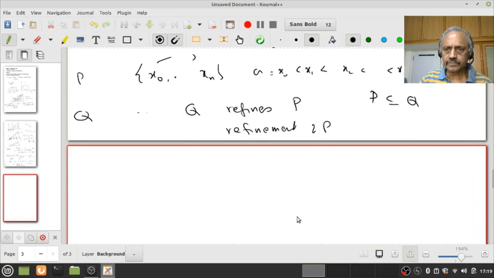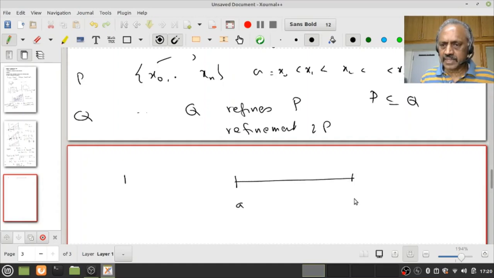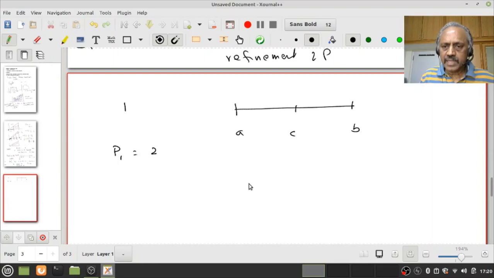Again, how do I generate easy examples? Suppose you start with A, B. I'm just trying to generate how to look at partitions. I immediately don't want to define various things. I can subdivide it into equal parts, that is, this is the midpoint. How many subintervals are there in the first partition? P1 has 2. In P2, I subdivide each of the subintervals into equal parts again. This is the midpoint of A and C and this is the midpoint of C and B. So how many subintervals are there? 1, 2, 3, 4. Therefore P2 is 4, which is 2 squared.